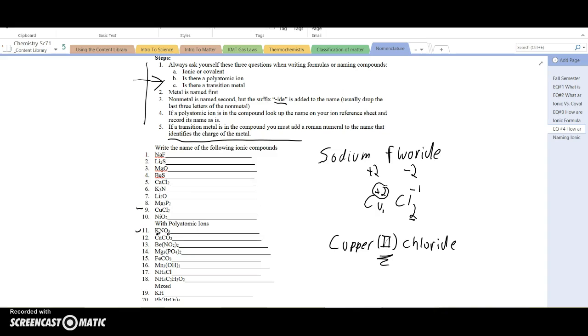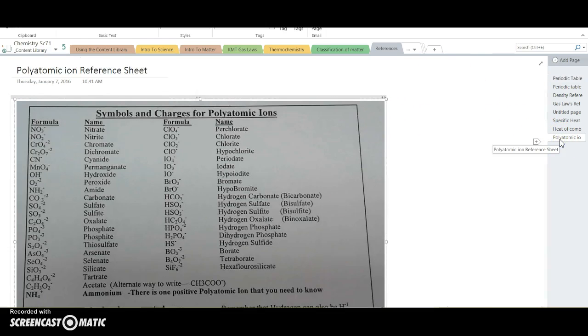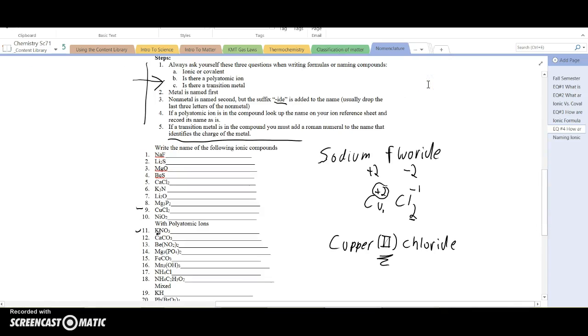So let's go to our polyatomic ion reference sheet, and we will see the first one right there, NO3 is nitrate. So that is the name of NO3. So now I can go back to my worksheet and begin naming. Oh, wait, third question. Is there a transition metal? No, potassium is not a transition metal, so I don't have to worry about a Roman numeral. So I have potassium. And then all I have to do is name the polyatomic ion, nitrate. So it's potassium nitrate.